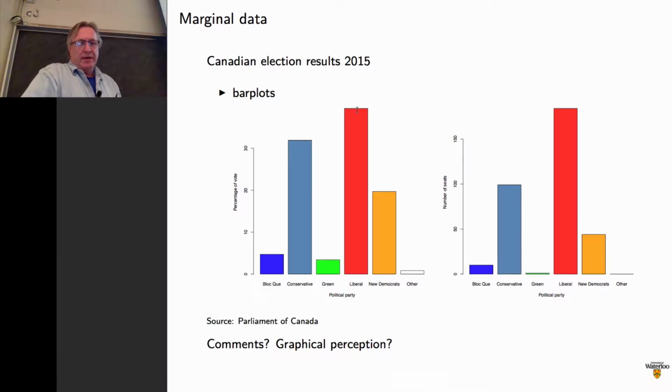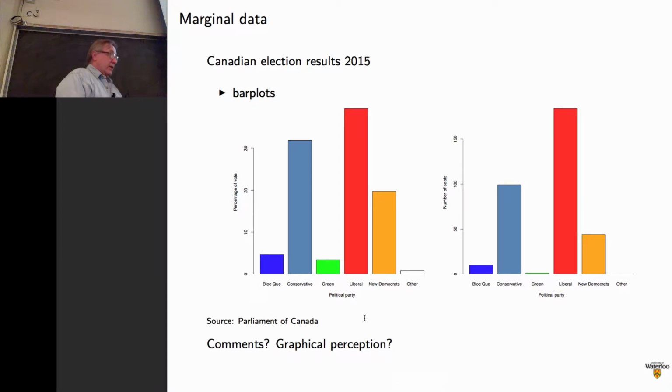So the question you might ask is, what proportion of the total votes did the Conservatives get? Well, you can identify that fairly quickly by just reading across the axis. So we have positions along a common aligned scale. So it's very easy to read these values off. Okay?